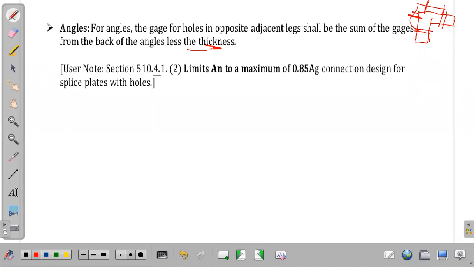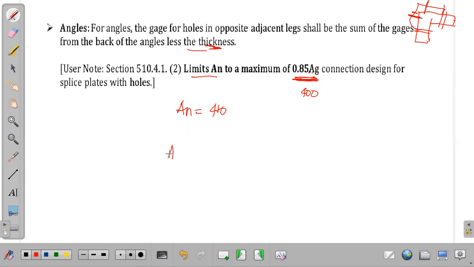Pagkuha for the angles. And meron tayong user note sa code provision. Yung limit ng AN natin. So may limit yung net area natin. Okay? Limits AN to a maximum of 0.85 times area gross for splice plate with holes. Okay? So kailangan yung isolve nyo muna ito, yung 0.85 AG. Pagka for example, ang na-solve nyo dito, 0.85 ng area gross is 400. Tapos, for example, ang na-solve ninyo sa net width is 410.